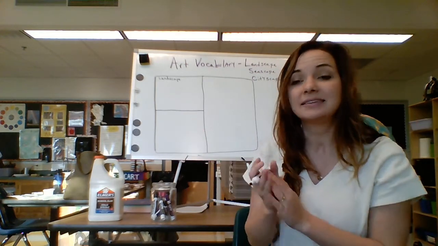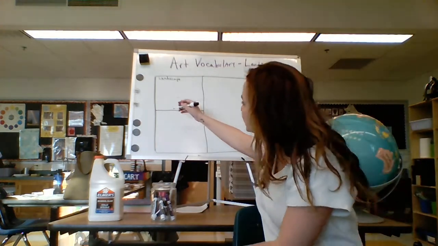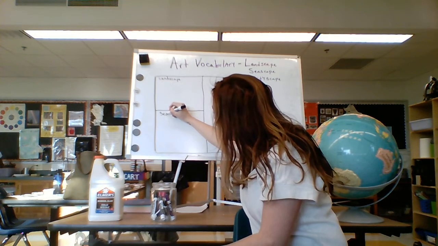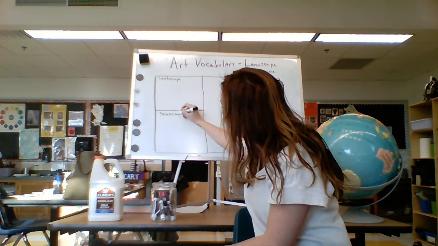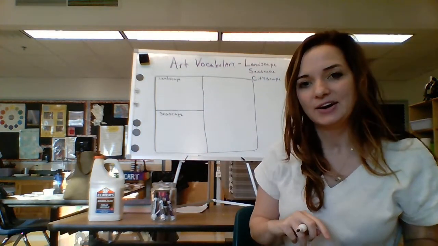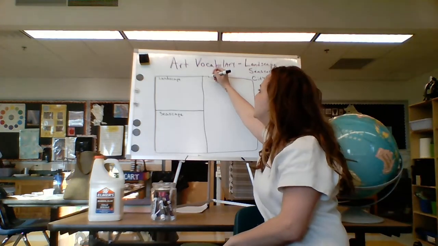So we got the word landscape at the top. I'm going to go ahead and put seascape down here in this box. S-E-A-S-C-A-P-E. Seascape. Perfect. All right, one last one. I'm going to go ahead and write the word cityscape up at the top of this box.